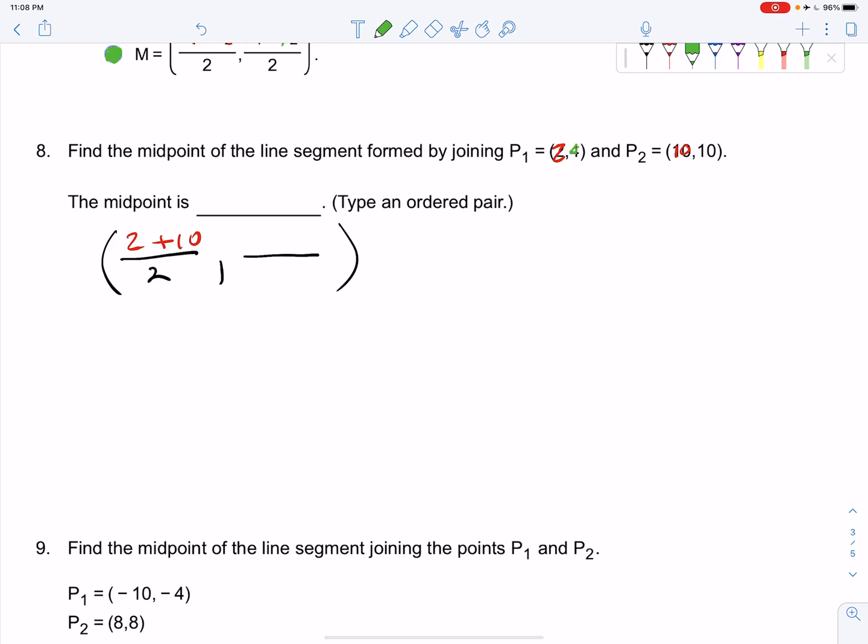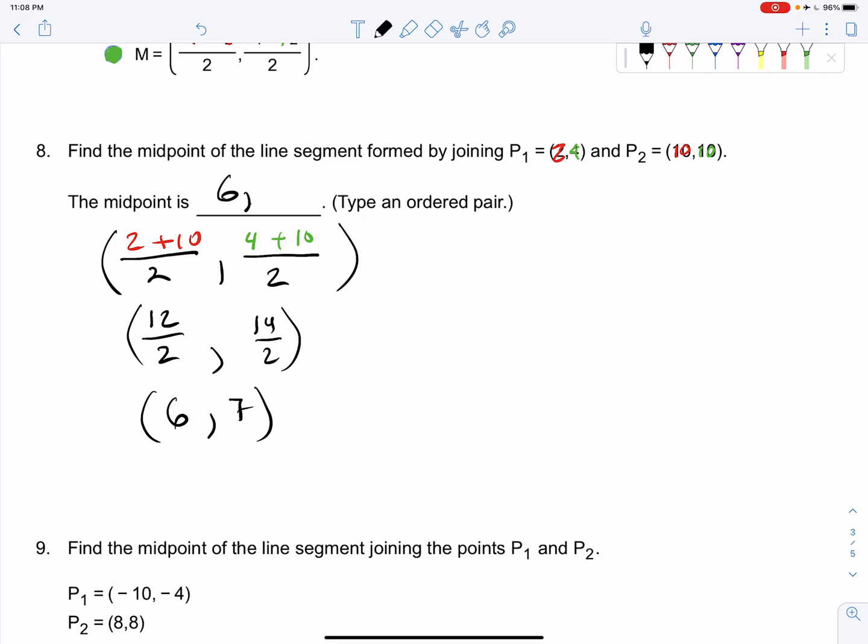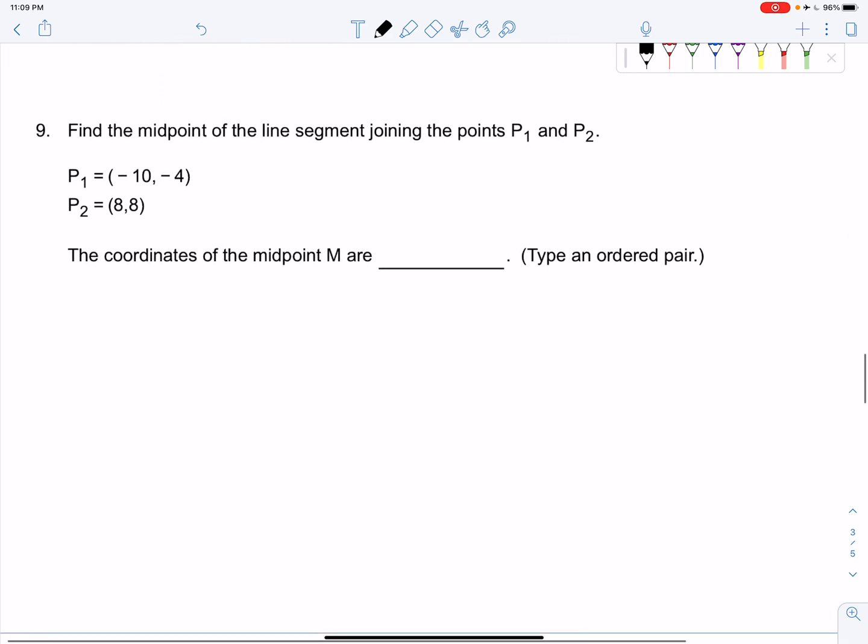And then the average of the x's, comma, the average of the y's. Y values, we have a 4 plus 10. How do you find the average of 2 elements? Divide by 2. So we've got 2 plus 10 is 12 divided by 2. That's my x value. And 4 and 10 is 14 divided by 2. That's my y value. I can simplify that further down: 12 divided by 2 is 6, 14 divided by 2 is 7. There's my midpoint between those 2 points, 6 comma 7.